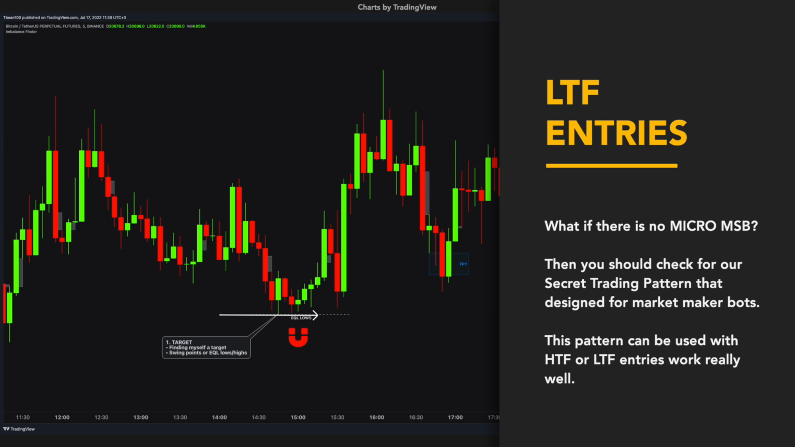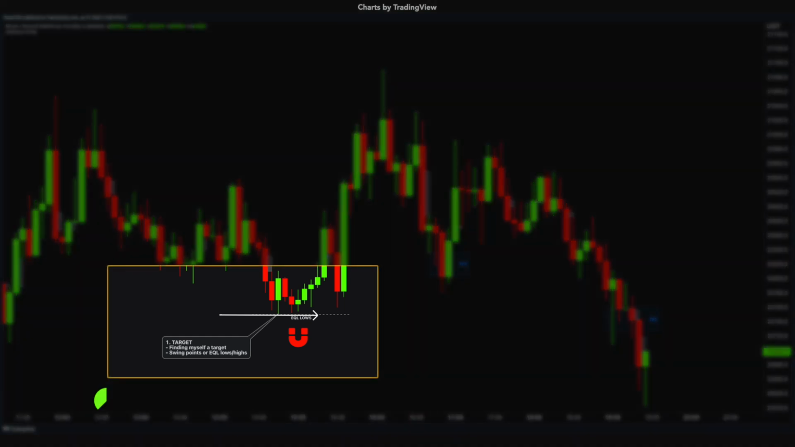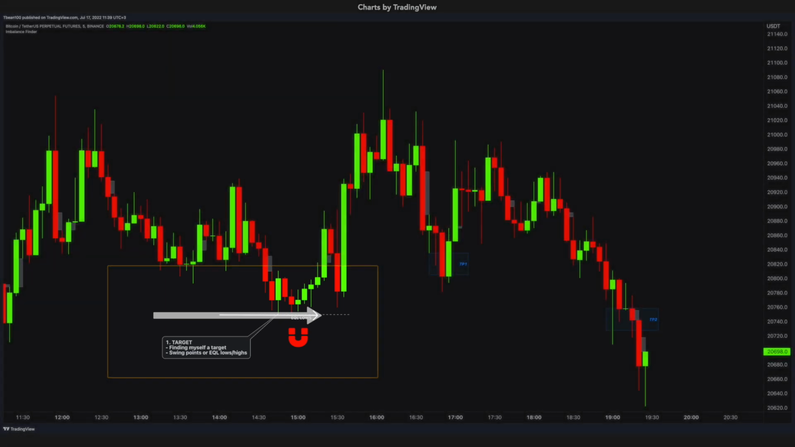It is a really simple 5-step strategy. It only requires practice. Step 1. Identify a liquidity area, a possible stop hunt area that algorithmic market maker bots can target. These are especially equal lows or highs.